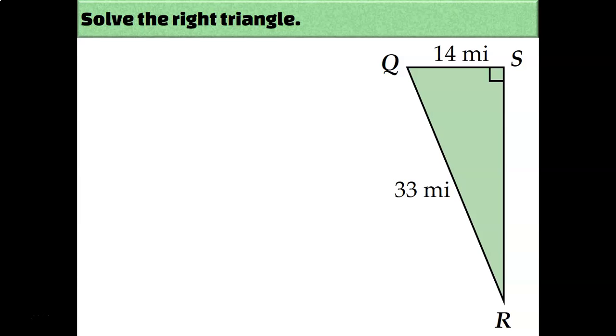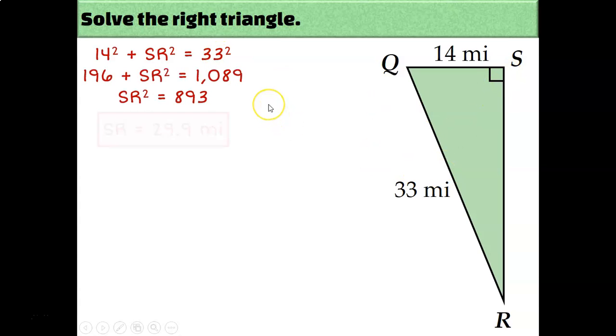This time the easiest thing to solve for is the missing side length because I know 2 of the 3 side lengths to begin with. So I'll write that 14 squared plus SR squared equals 33 squared. Be careful there with how you set it up. Remember, you don't want to do 14 squared plus 33 squared. 33 belongs on the other side of the equal sign on its own because it's the length of the hypotenuse. Solve that out and you find out that SR is equal to 29.9 miles.